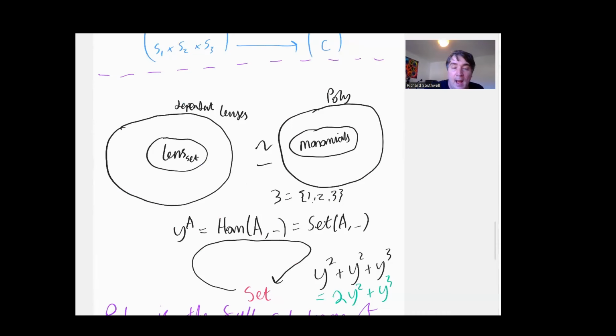I'm not going to do that. But what I have been trying to say is that we know what poly is. Now we know what these monomials are. They're just these simple kinds of polynomials. And I'm saying if we look at the full subcategory of poly on the monomials, it looks just like our category of lenses that we started with. And this is really neat.